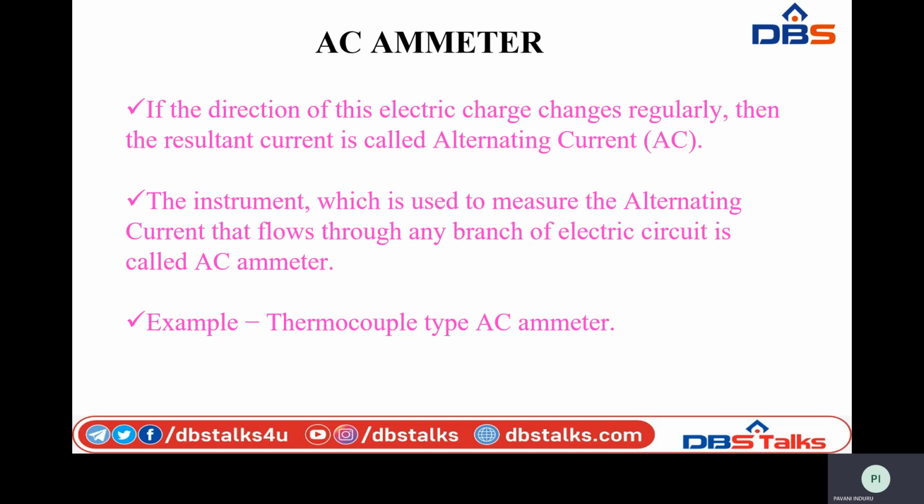The instrument which is used to measure the alternating current flowing through any branch of an electric circuit is called an AC ammeter. An example is the thermocouple type AC ammeter. The thermocouple consists of a heater. Whenever electric current is passed through this thermocouple, the heater gets heated and it generates an EMF, electromotive force, which is nothing but voltage, which is proportional to the RMS, root mean square, value of the current passing through it.